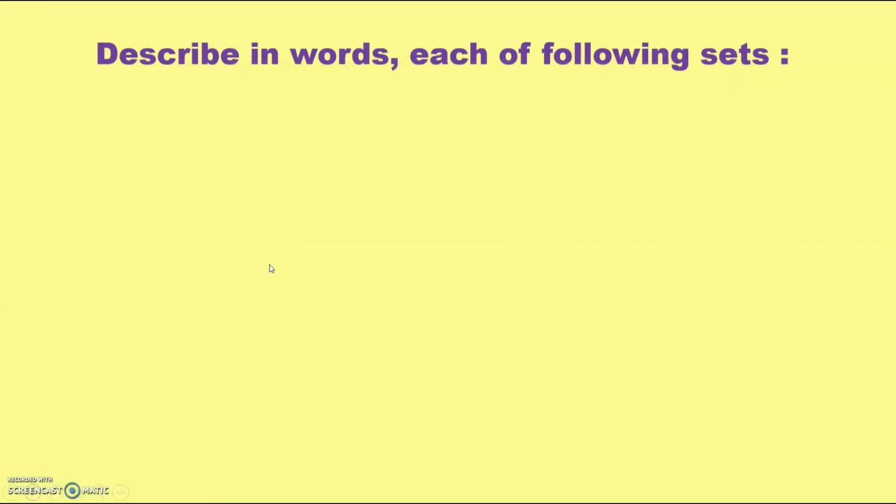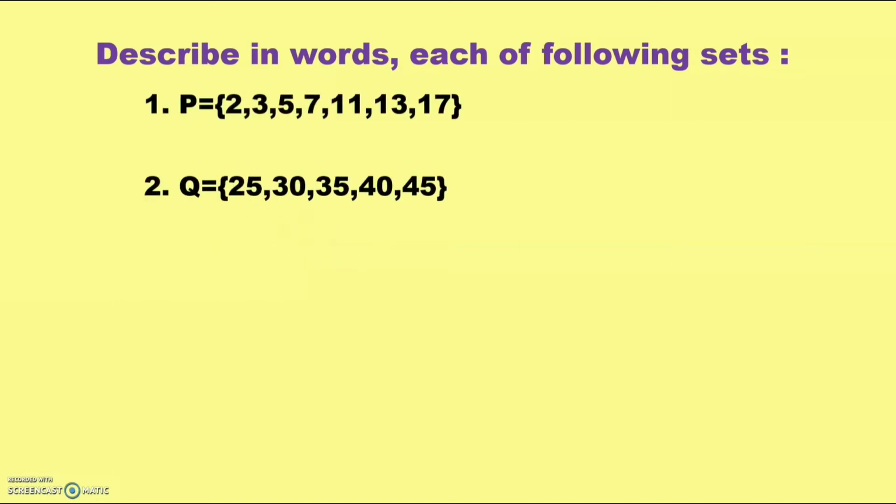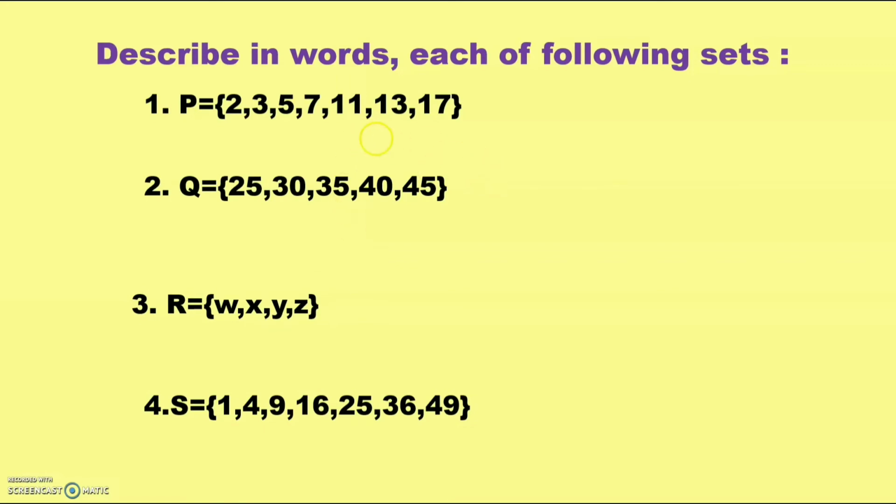Activity 2. Describe in words each of the following sets. So P, you have 2, 3, 5, 7, and so on, going down to question 4. You can pause it and do the questions and come back and look at the answers to see if your answers are correct. So you can always pause and come back.